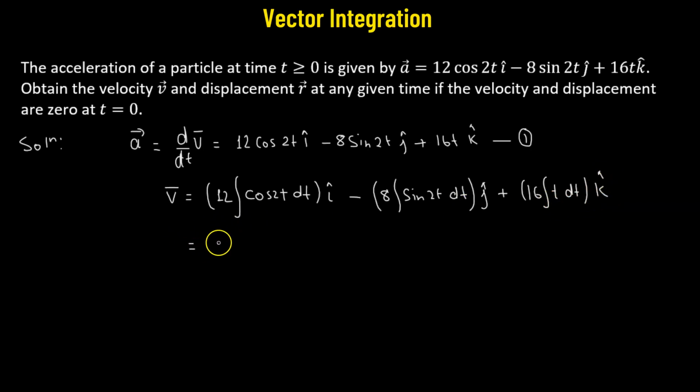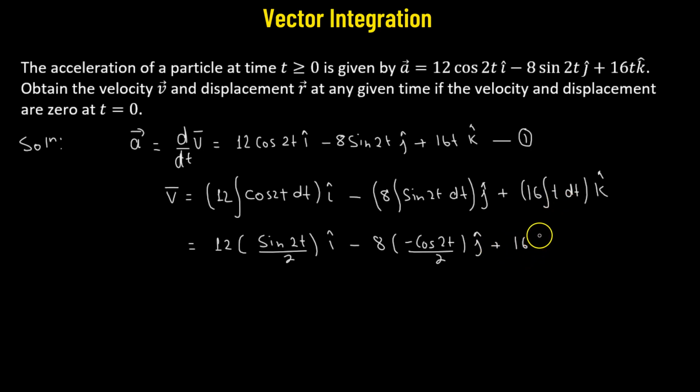Right. So this is equal to 12 times the integration of the cosine function, which gives us sine 2t divided by 2, i cap, minus 8 times integration of the sine function, which is the cosine function, so we have cosine of 2t divided by 2 multiplied to j cap, plus 16 times integration of t dt, which is t squared divided by 2 multiplied to k cap. So we have 2 times 6, that's 12, so we have 6 times sine 2t i cap.